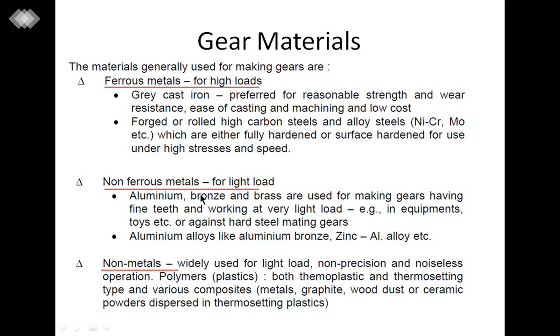Some non-ferrous material gears are also used for lightweight applications, such as aluminum and brass. They are used for making gears having fine teeth and working at very light loads, that is, in equipment like toys or against hard steel mating gears. Alloys like aluminum bronze and zinc alloys are also used. Aluminum alloys are also used for manufacture of light load gears.